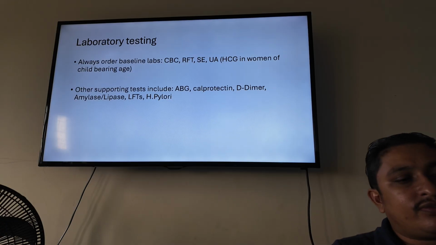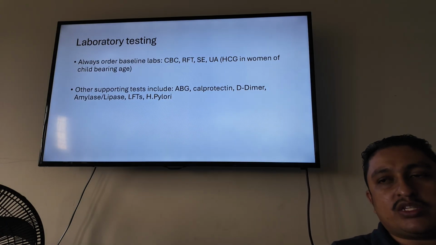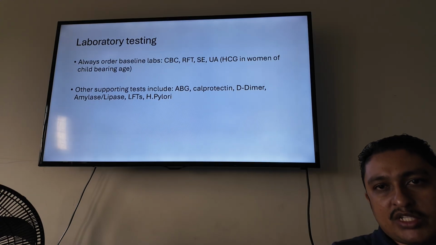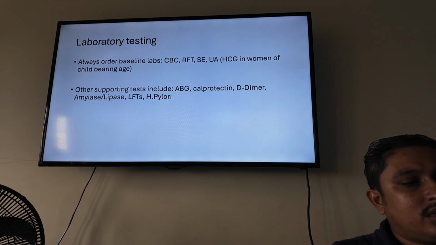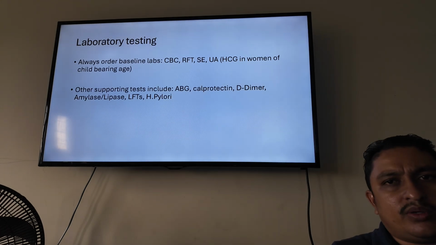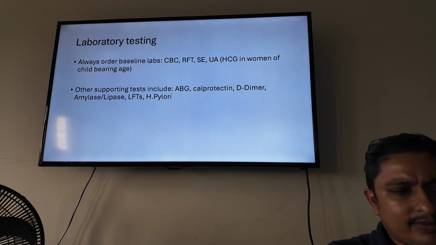Now that you've finished your history and your physical examination, it's important that you move on to laboratory testing or imaging, which we'll do next. Most patients get baseline tests. I think you guys are already doing that. I don't think I need to tell you that.